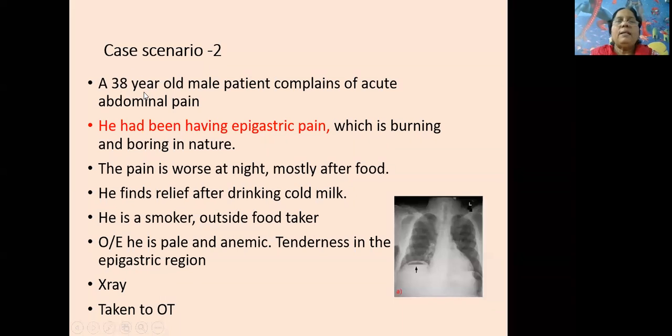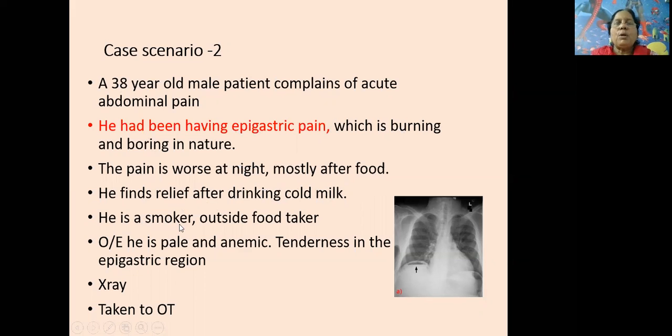So this is case scenario 2. An adult male complains of acute abdominal pain. He had been having epigastric pain for a long time, which is burning and boring. And the pain is worst at night, mostly after food. He finds relief after drinking cold milk. So this contains alkali. So there is some acidity that is relieved by this.